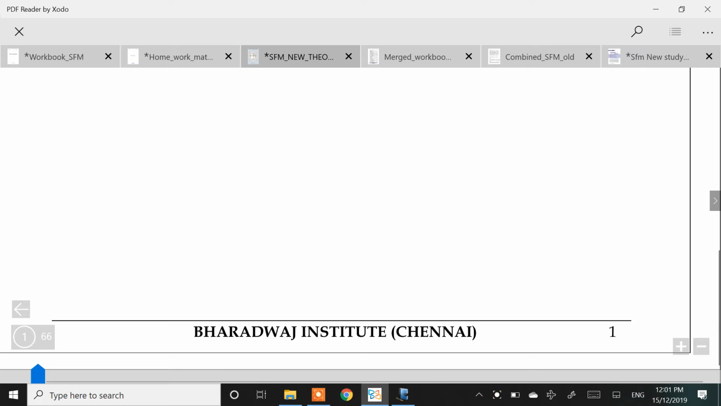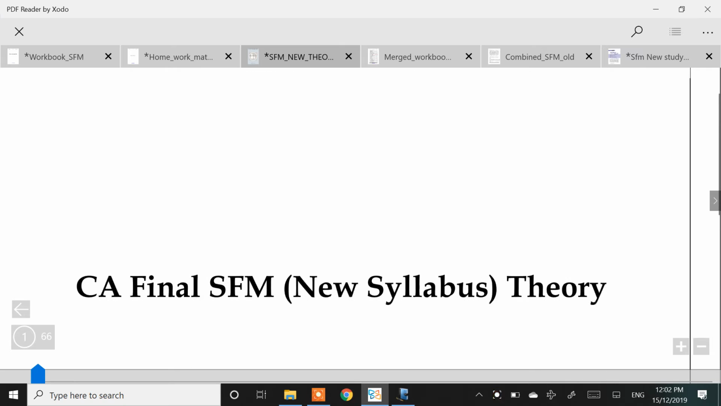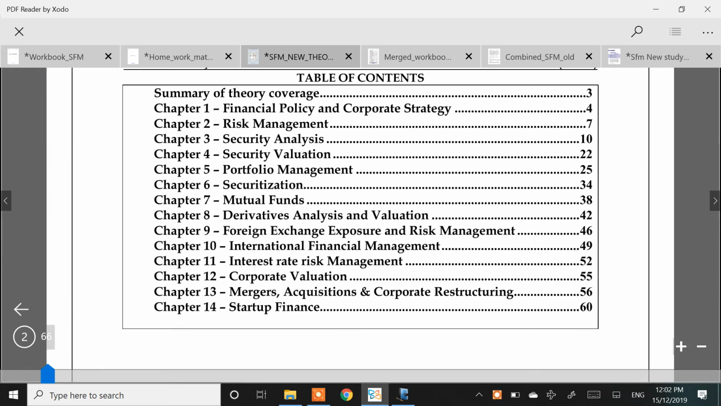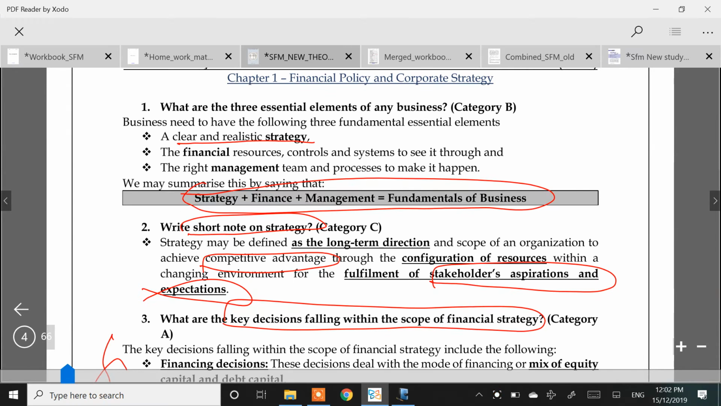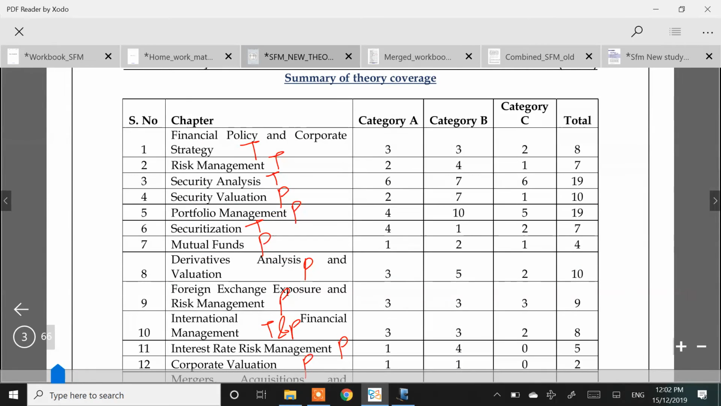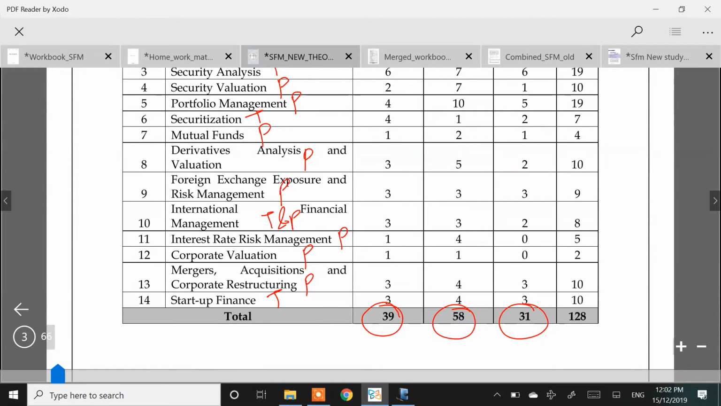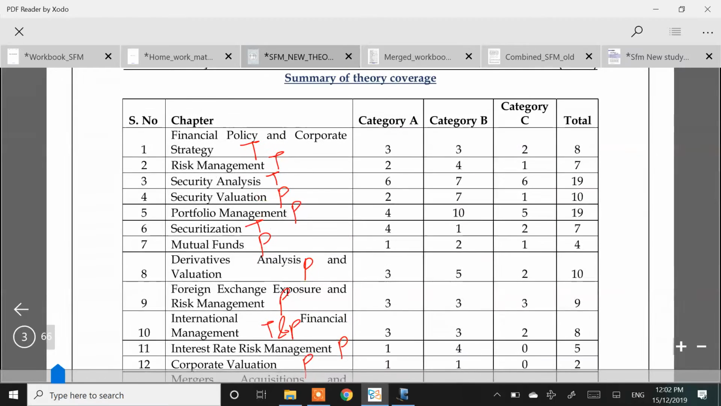But I would strongly suggest you go through these 66 pages in detail and be better prepared with all the questions, because you will have to see how you are going to answer them from an exam point of view. There are 14 chapters and 66 pages. I would want you to go through all these 66 pages in detail. Some of the information you may have to learn by heart, some you'll have to understand logically.